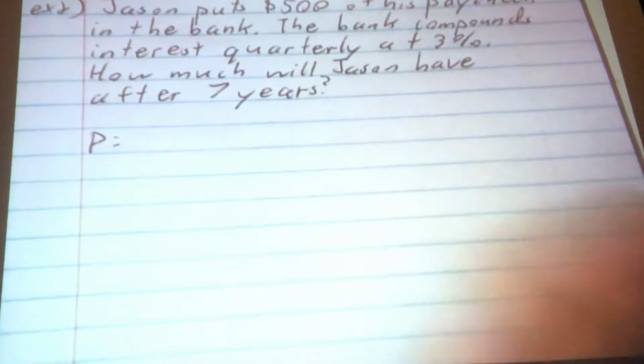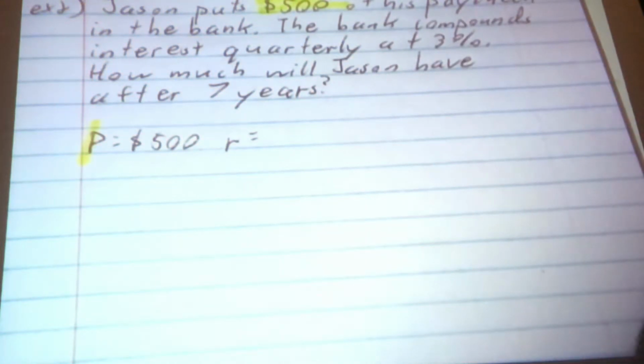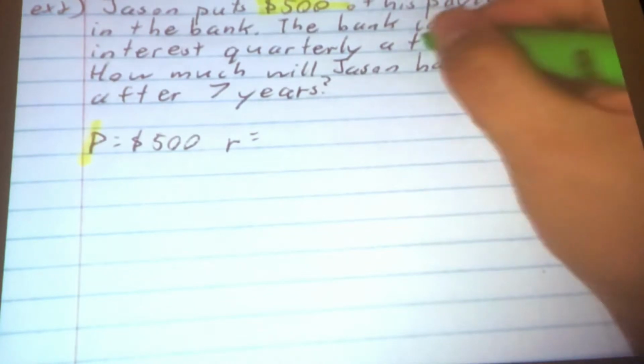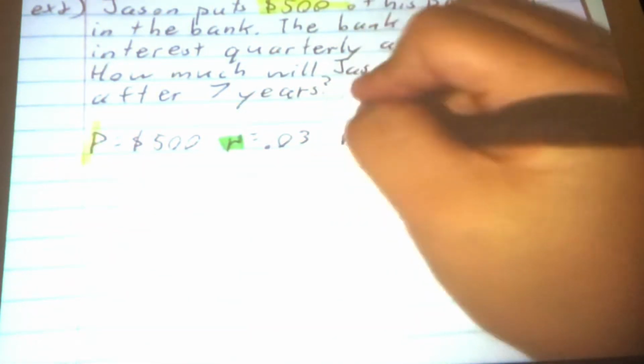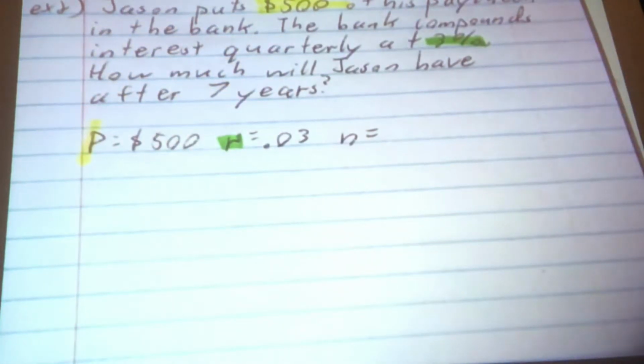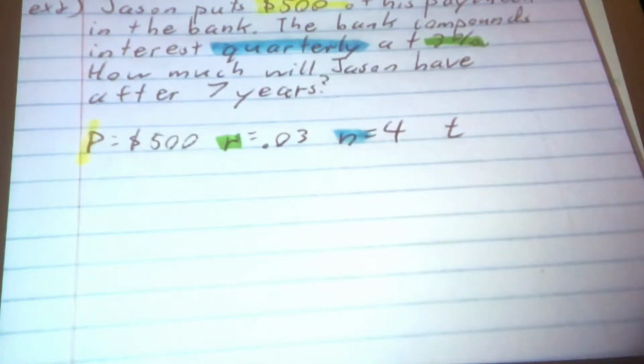So what is my initial? 500. What about my rate? 3%, so in decimal form, 0.03. How many times per year? 4 times, because it's quarterly. And lastly, my time. 7 years.